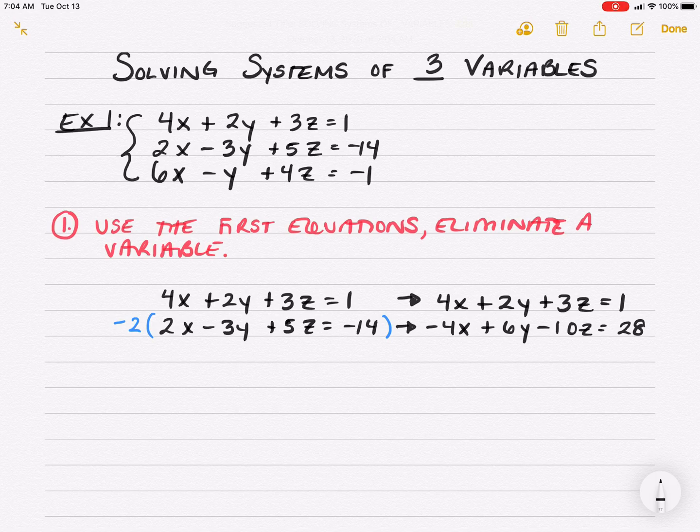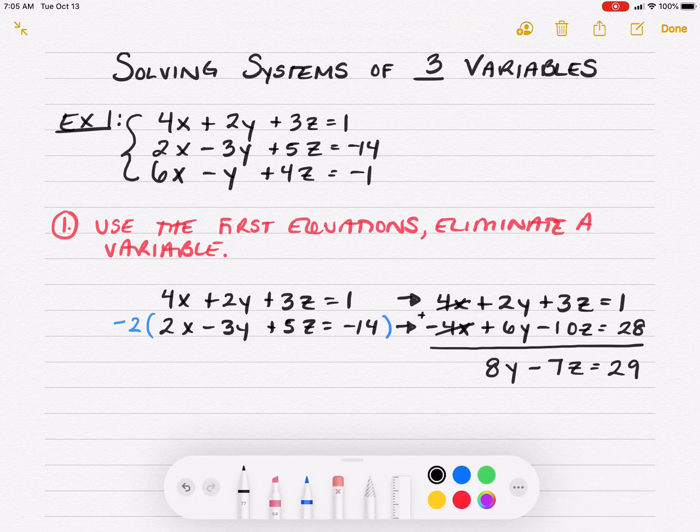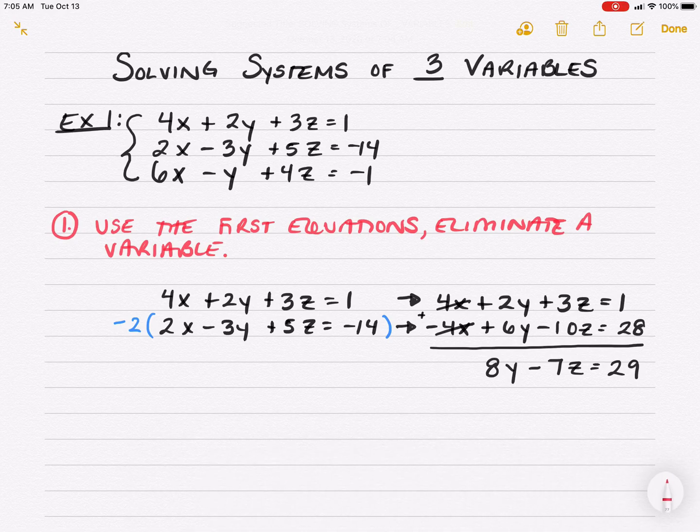Now, if we add them together, the x's will eliminate, which is the point of elimination. We get 8y minus 7z is equal to 29. From there, I'm done with this equation. It's not going to do me any good to solve for y or z, so let's just leave it, and we will come back to that in just a second.